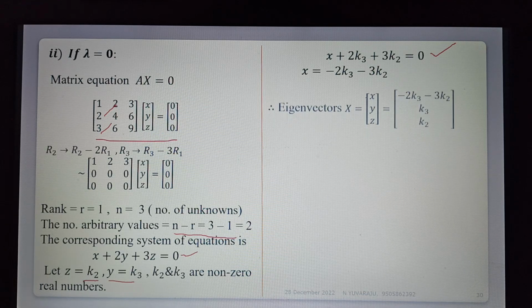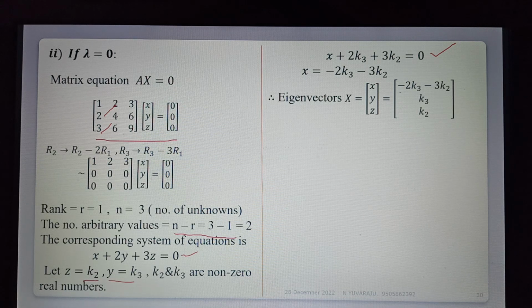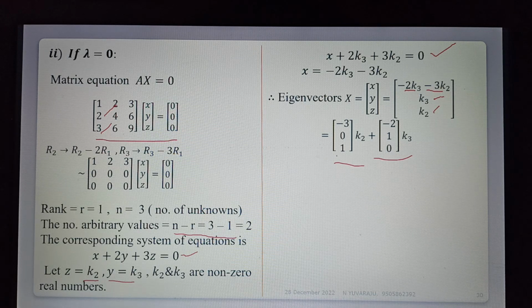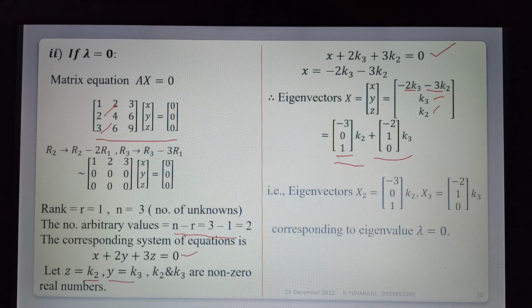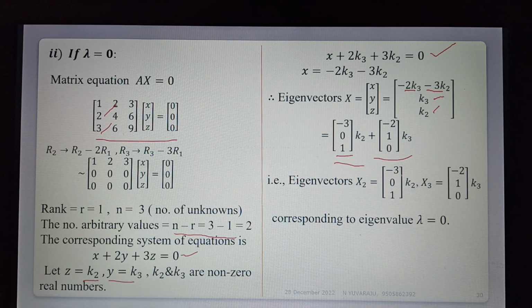So therefore eigenvector X is x, y, z, where x is equal to minus 2k3 minus 3k2, then k3, k2. This is a column vector, separating the two non-zero constants together. K2 and k3 can be separated as a matrix: minus 3 0 1 into k2 plus k3 times minus 2 1 0. These are two independent vectors, x2 and x3. Therefore the eigenvectors are x2 is equal to minus 3 0 1, x3 is equal to minus 2 1 0, corresponding to eigenvalue 0.